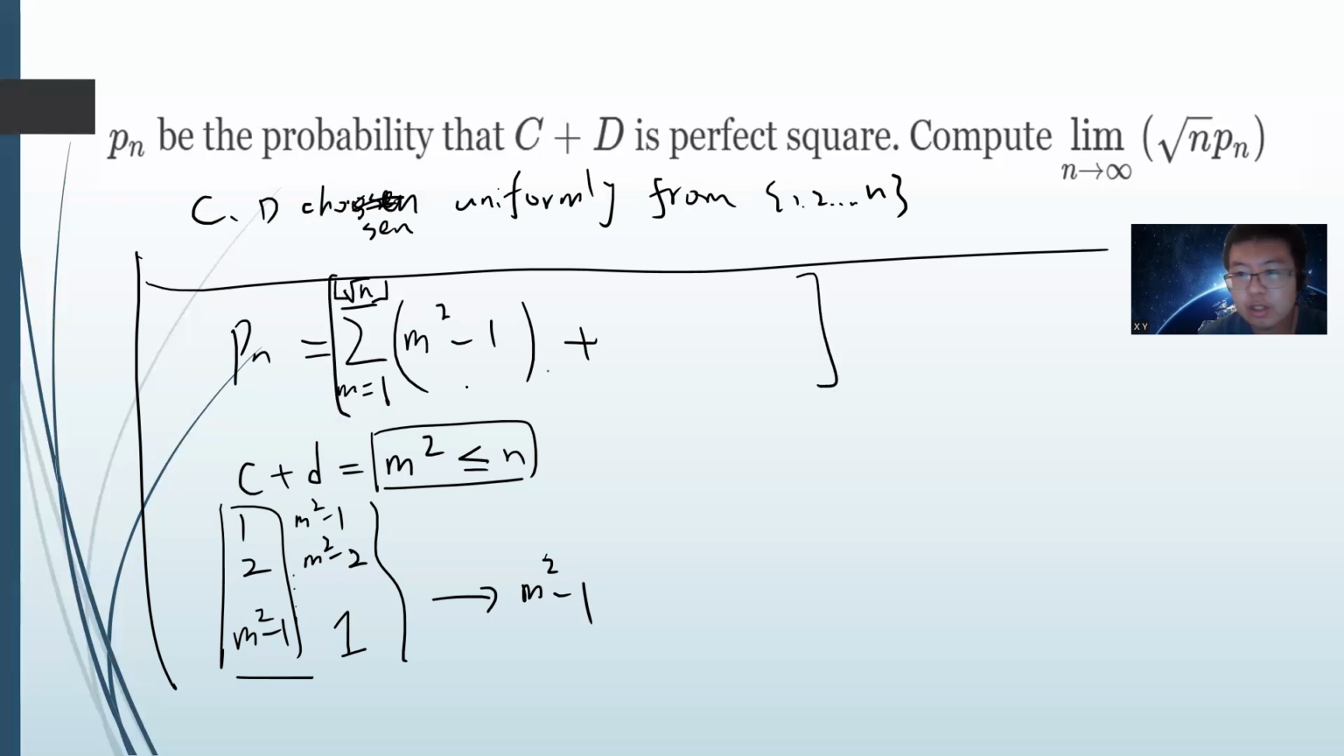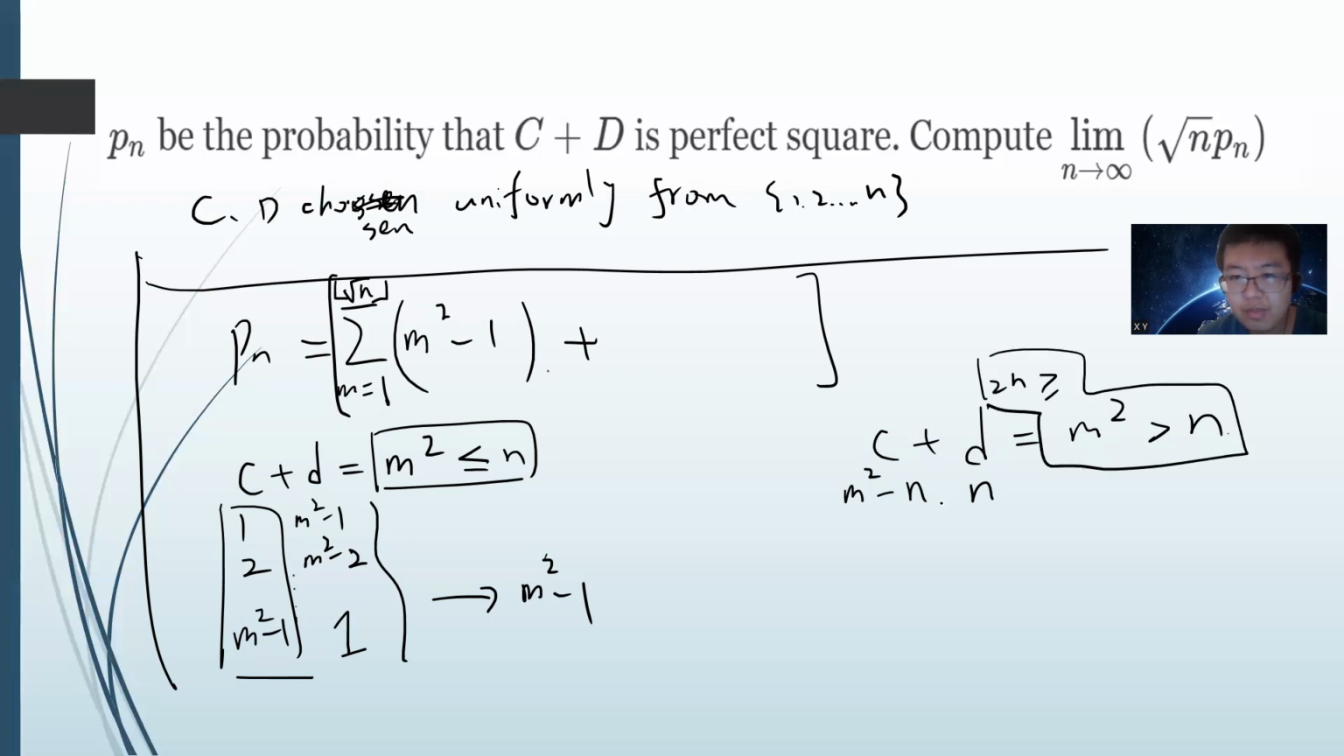Now you need to add the second situation, where m squared is greater than n. Then there will be some constraint. If C plus D is m squared but now greater than n, notice that C and D can both run only from 1 to n. So if D is n, then C is m squared minus n. Since m squared is greater than n, there's an upper bound of 2n.